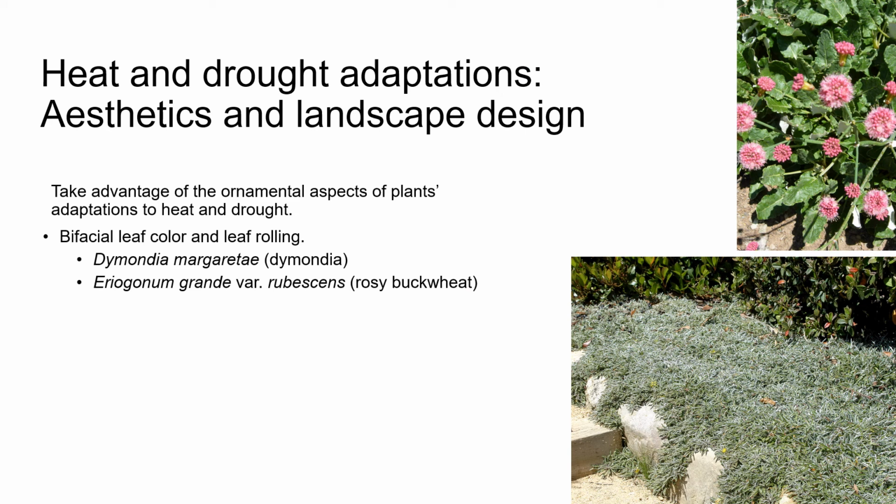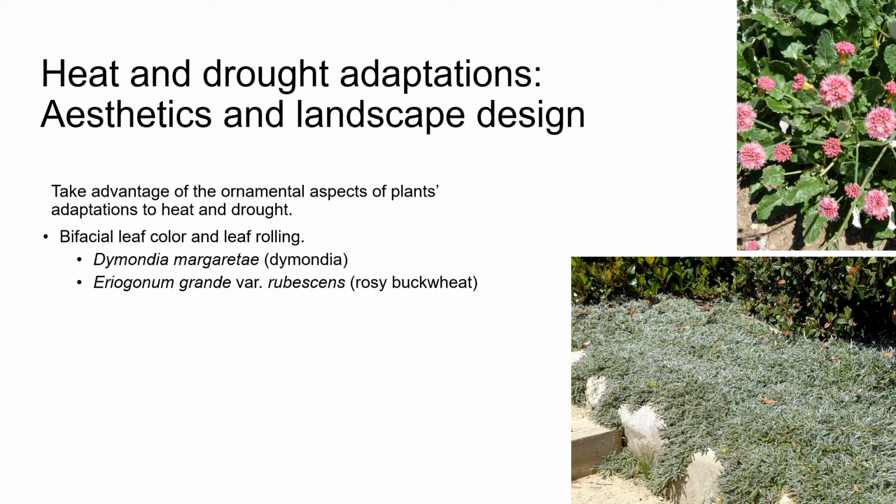Plant adaptations to heat and drought are obviously important survival mechanisms for plants in their natural habitats, and they can also help us create more sustainable, low-water planting schemes. But we can also highlight some of these adaptations as ornamental characteristics to enhance our planting schemes. So the last few slides in this unit are going to take a quick look at some of the ways in which we could do that.